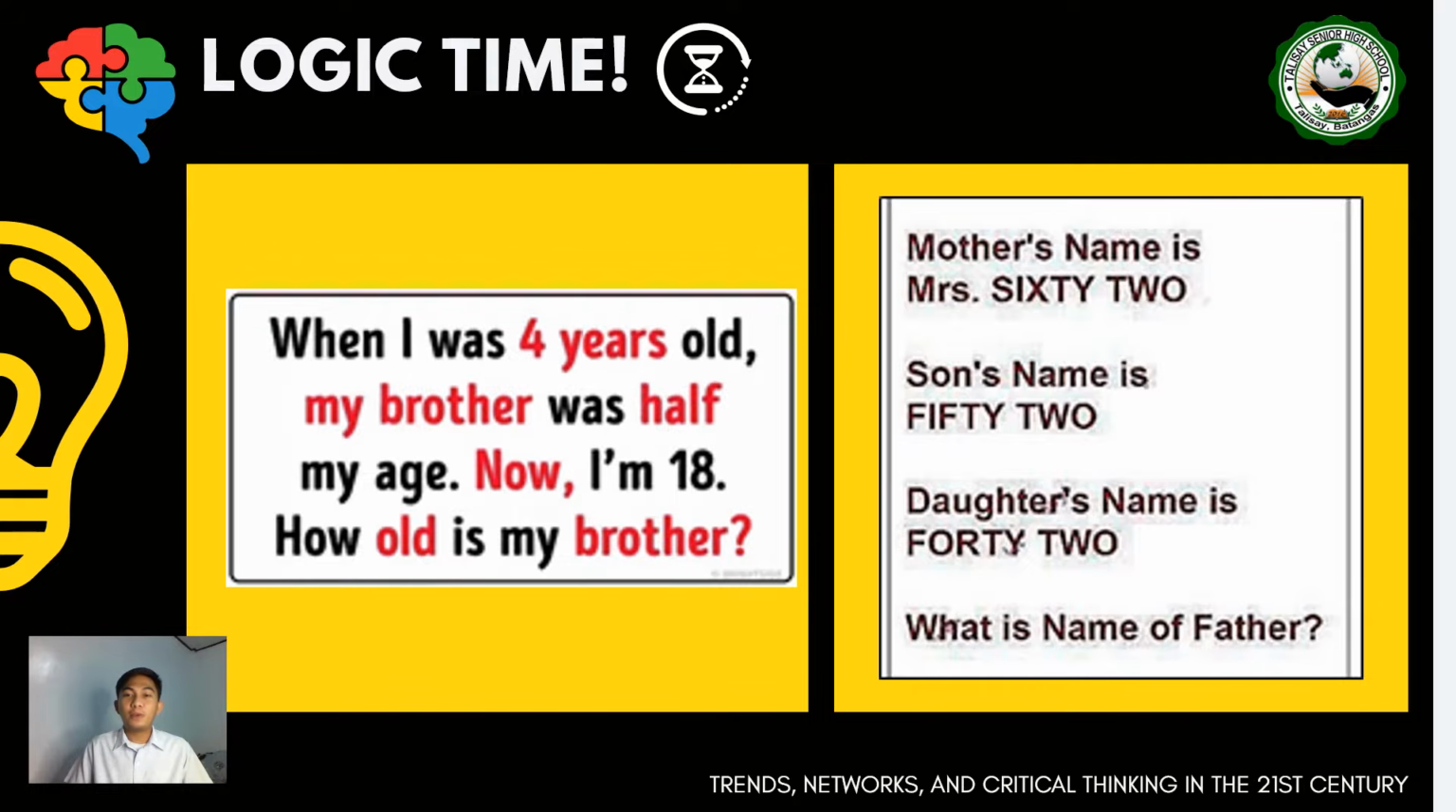Next, number 2: my mother's name is Mrs. 62. Son's name is 52. Daughter's name is 42. Now, what is the name of the father? So you're going to analyze those questions and write your answers.